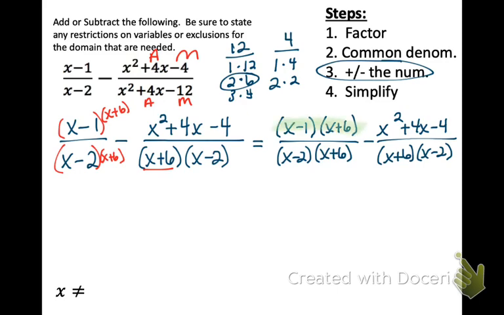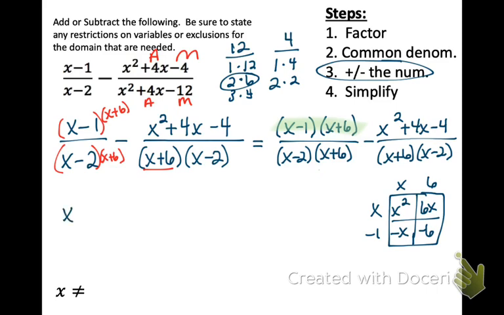So here's where FOIL or box method comes into play. You either need to FOIL these two to multiply them, or you could do box method. I suggest you find somewhere out to the side of your paper and do that. I'm going to do box method over here. Okay, after I do that, I see that the numerator of this fraction is going to be x squared plus 5x. I'm getting that 5x from combining these two like terms. And then minus 6.